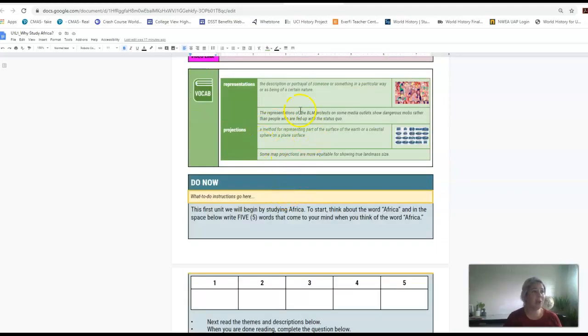Today's a little bit different. We're starting with vocab. I will try to do this for every lesson, a little bit different from the last one because that was a super intro. But we're going to start with 2 vocabulary words today. The first one is representations.